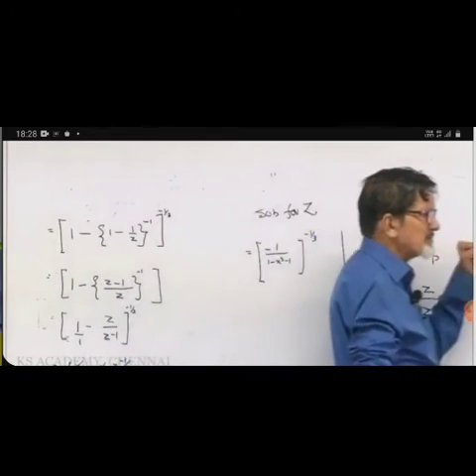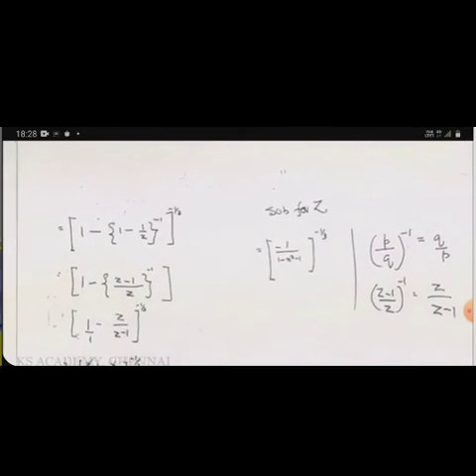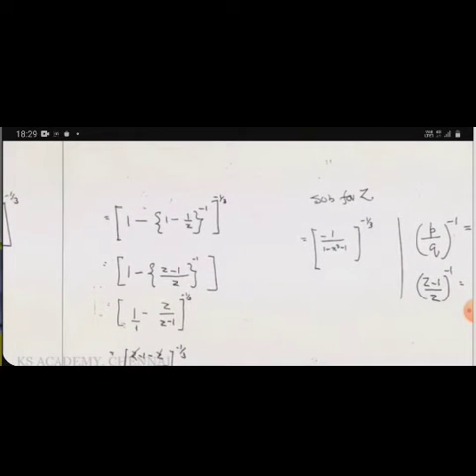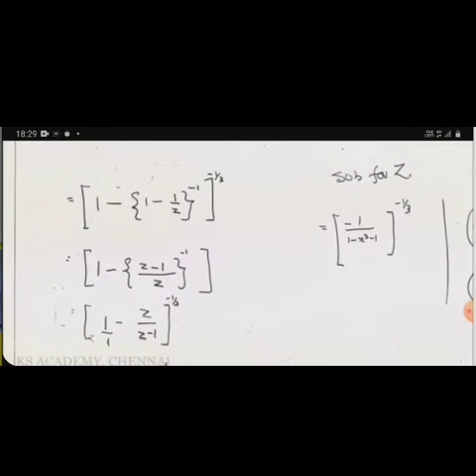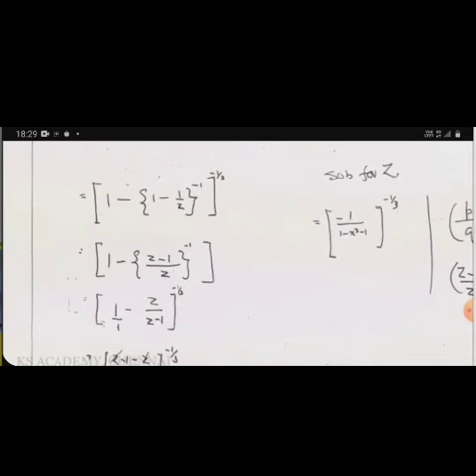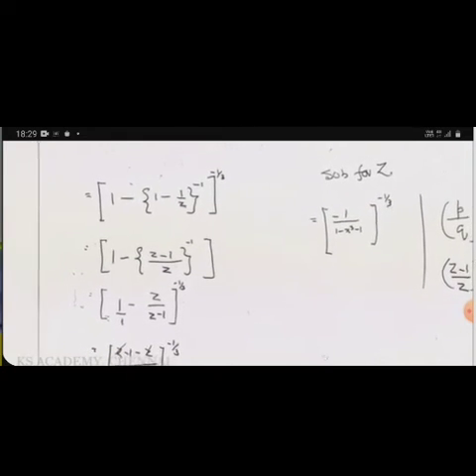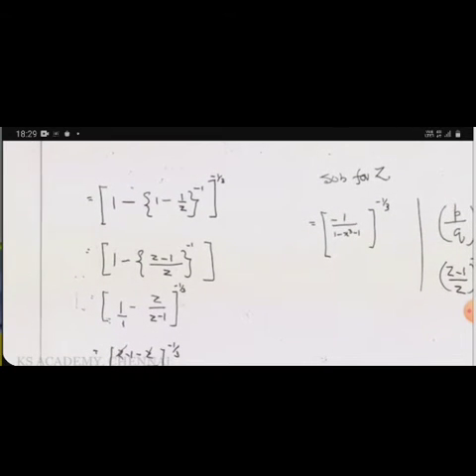Z is your assumption. Your assumption should not figure in the final answer. You cannot say the answer is z. Z is not involved. Z is your assumption. A lot of things you can assume. Final answer should not contain assumption.